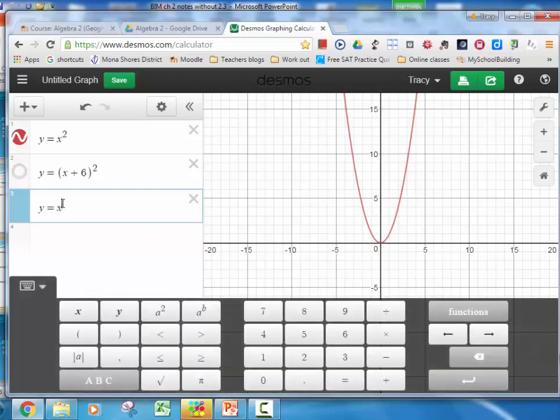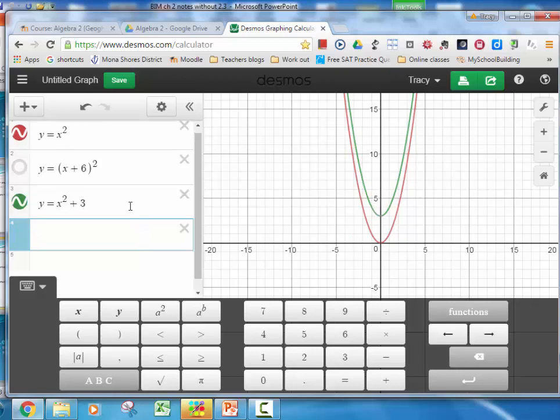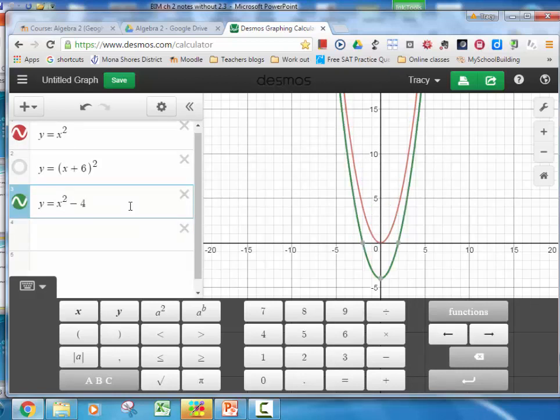So now what if I have our parent function y equals x squared plus 3. So now when it's not in with the x, it's outside of the x. Now we're moving up 3, which makes sense. Plus 3, up 3. But if I have minus 4, then it goes down 4. So at the very end of the equation, whatever it looks like is exactly what it does.